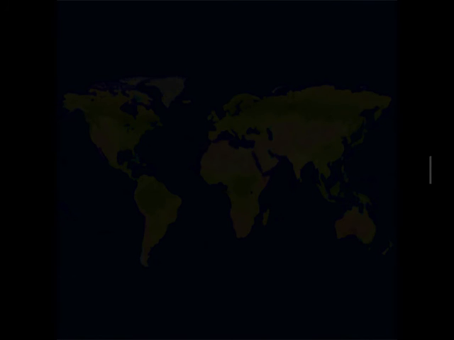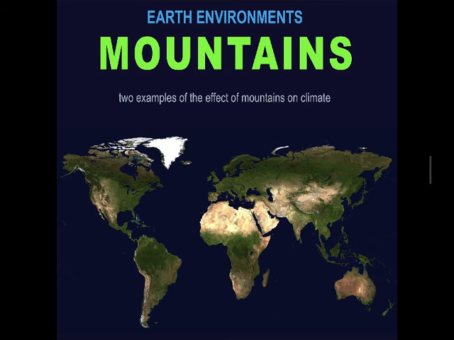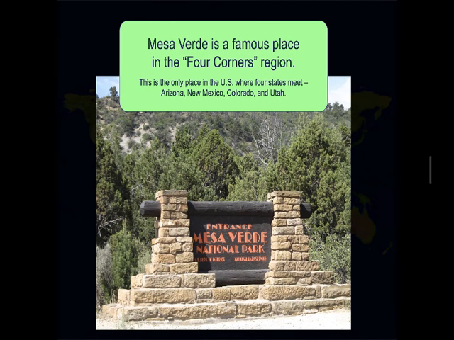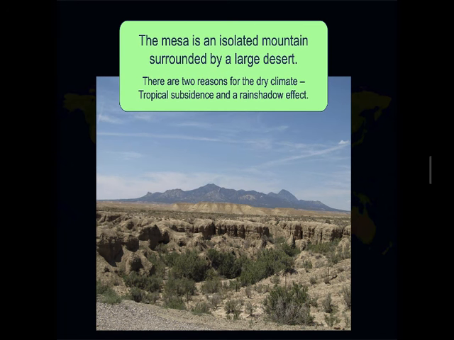Now we're going to talk about 2 examples of the effect of mountains on climate. Mesa Verde is a famous place in the Four Corners region. This is the only place in the U.S. where 4 states meet: Arizona, New Mexico, Colorado, and Utah. The Mesa is an isolated mountain surrounded by a large desert. There are 2 reasons for the dry climate: tropical subsidence and a rain shadow effect.